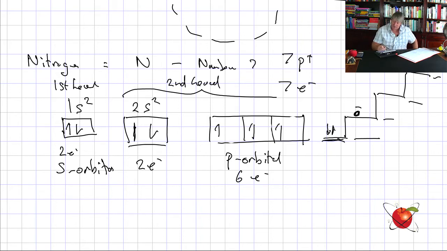Now what have we got? We've got 2p and how many? 3. That's not cubed. It's 3 electrons. So the total is we've got 7 electrons and we've put them in the correct order.